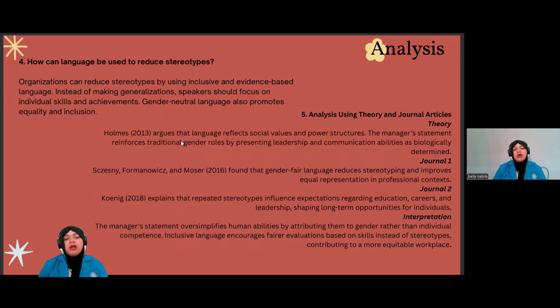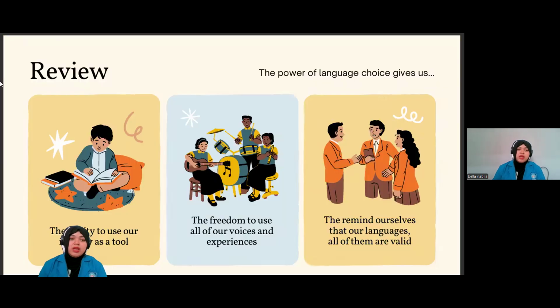Theory and journal from Holmes, Sunderland, and Mills. In interpretation, the manager's statement oversimplifies human abilities by attributing them to gender rather than individual competence. Inclusive language encourages fairer evaluation based on skills instead of stereotypes, contributing to a more equitable workplace.